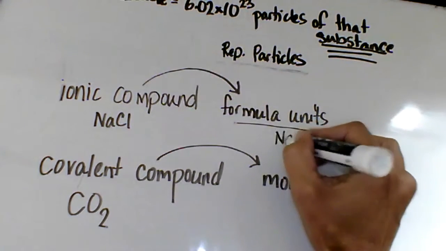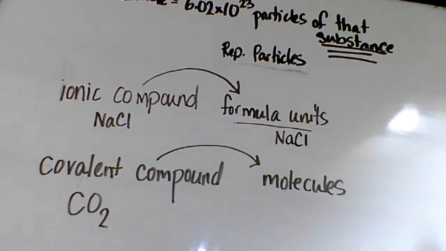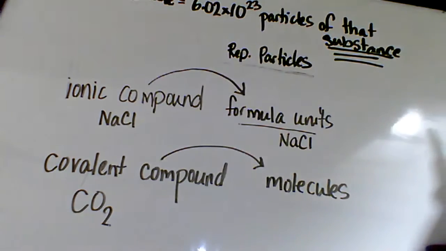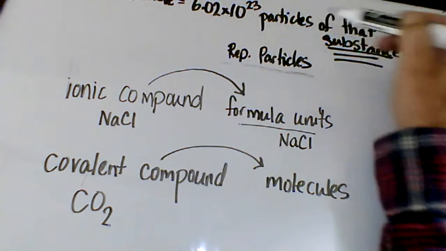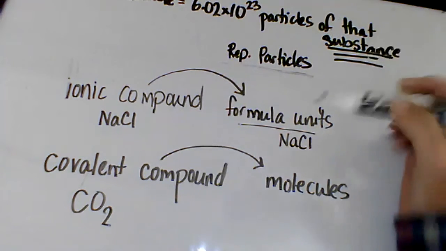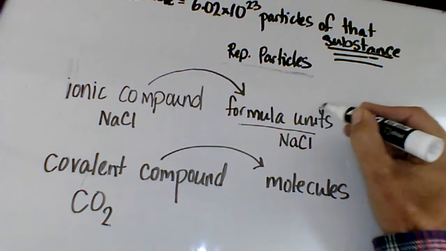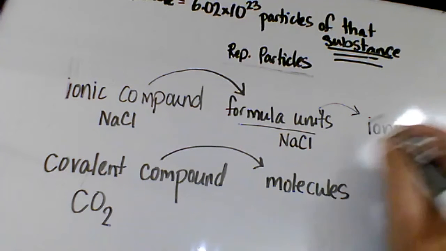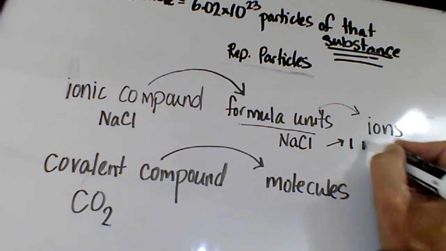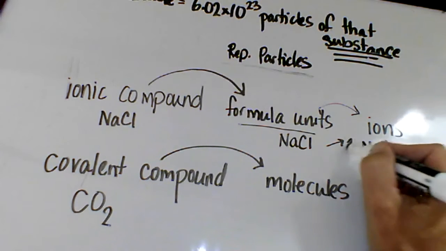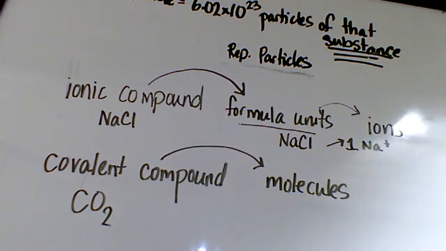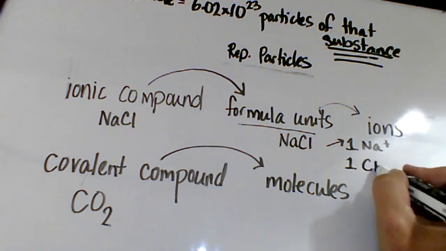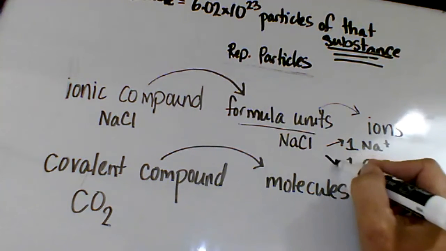What is this formula unit of sodium chloride then composed of? What are the particles of that substance? One of these contains ions, right? I have 1 sodium ion. It's not an atom, it is an ion. It is charged, it has lost its electron, and I have 1 chloride ion, okay?